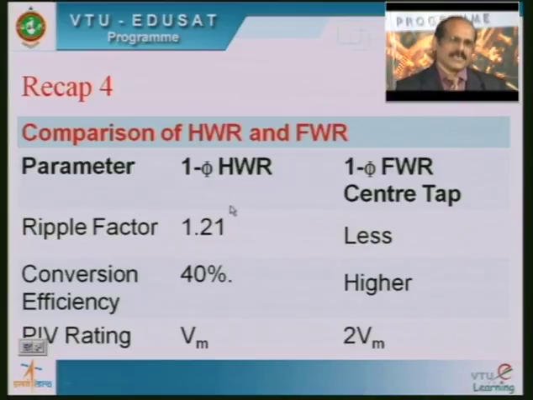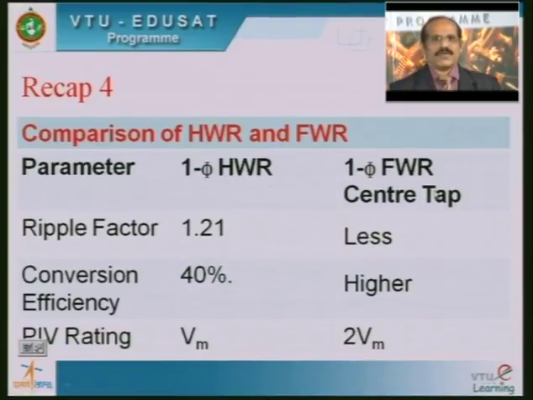Ripple factor is a measure of the AC ripple content of the DC output. Since the half wave rectifier conducts only in one half cycle, the ripple content of the DC output is more, which is represented as 1.21. Usually the ripple factor is defined as the ratio of the RMS value of the AC voltage to the DC voltage. So the ripple factor of the half wave rectifier is more compared to the full wave rectifier.